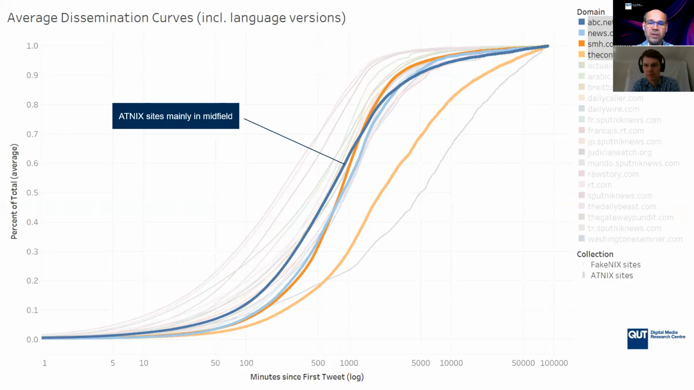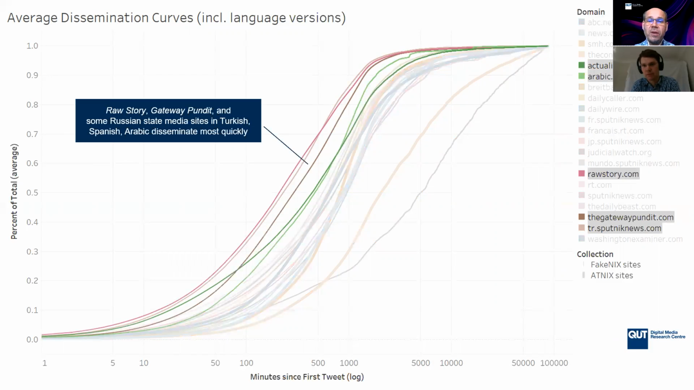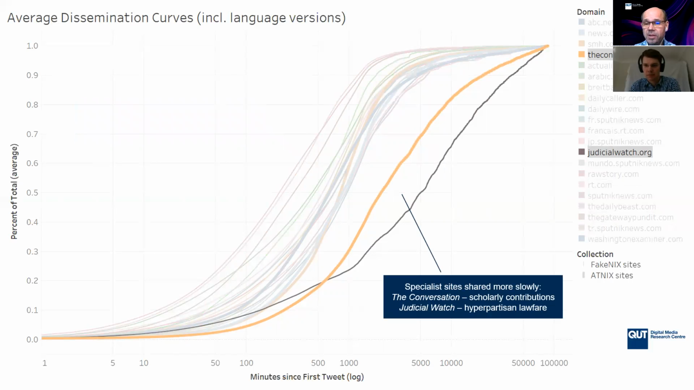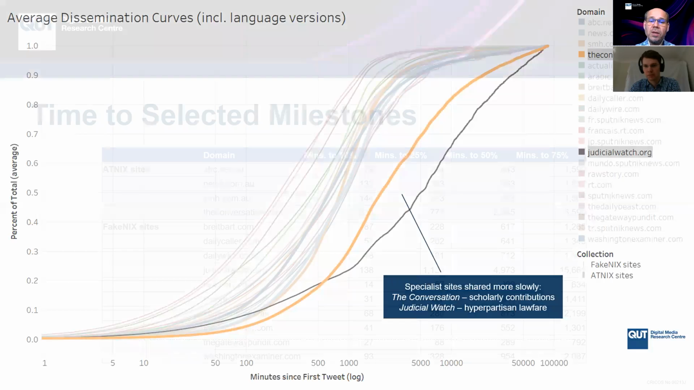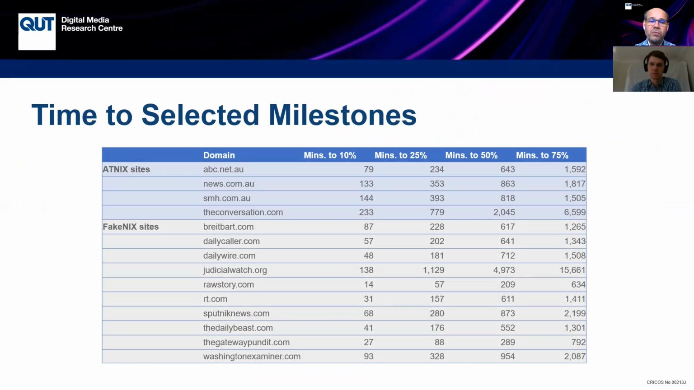I'll highlight a few things here. The Australian mainstream news sites are largely in the midfield of this comparative graph, with just The Conversation straggling a little bit, disseminating generally slower. We have some of the fringe news sites, Raw Story, Gateway Pundit, and some of the Russian state media sites, particularly in Turkish, Spanish, and Arabic, that disseminate quite quickly and more quickly than most of the other sites. We've got a handful of sites, including The Conversation, which is ultimately a scholarly news site, and Judicial Watch, which we might describe as hyperpartisan lawfare, disseminating a lot more slowly than the other sites. So this might be because of their specialist type of content that just doesn't disseminate as quickly as other types of content do. But largely, there is a lot of similarity between all of these sites.